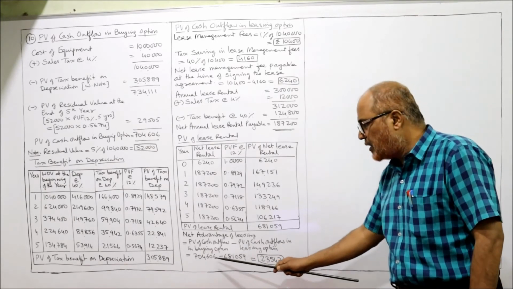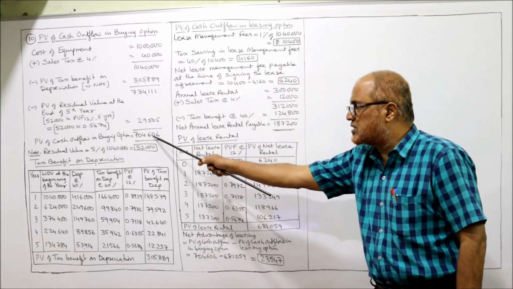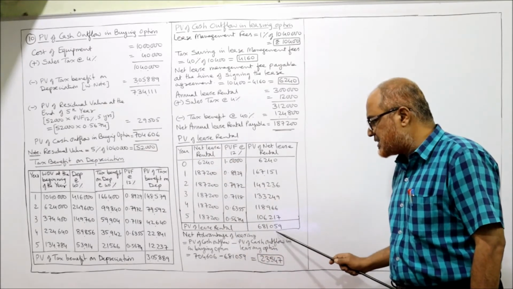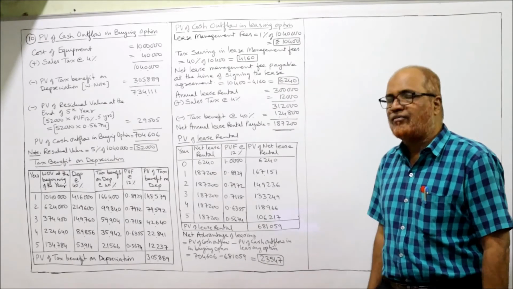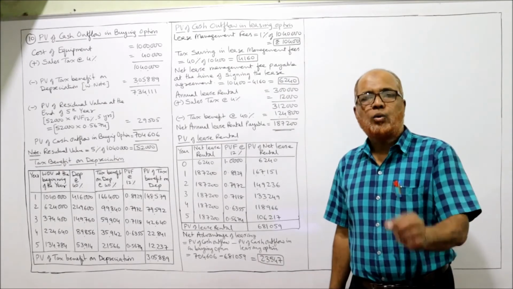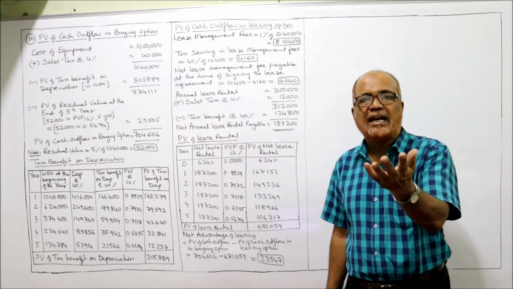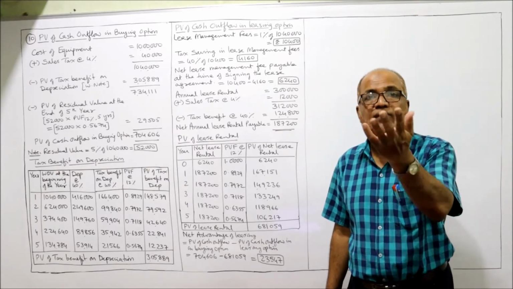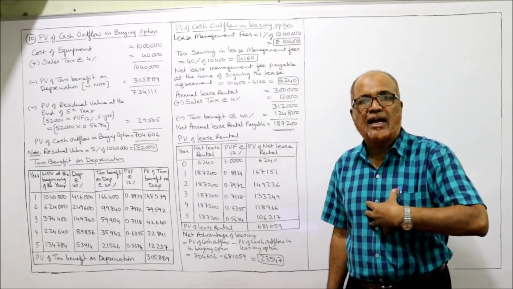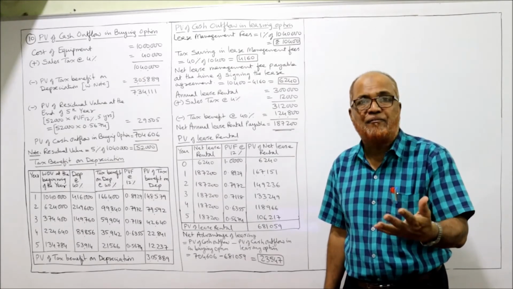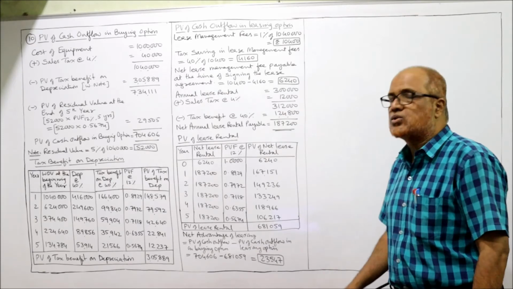So in buying option, 7,04,606. In leasing option, 6,81,059. Subtract, you will get 23,547. 23,547 is the net advantage of leasing. By taking the equipment on lease, we will get an advantage, benefit of rupees 23,547.